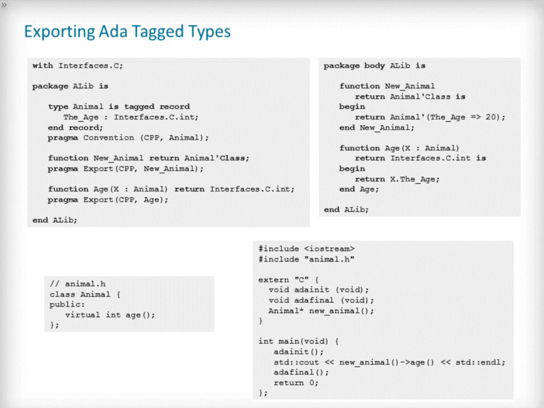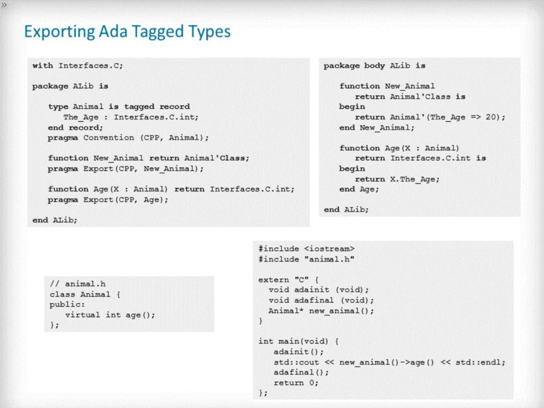We will now look at how Ada tagged types can be exported to C++ main programs. We start with an Ada package specification declaring a tagged type called animal with a single field called age, and the whole type is declared using the CPP convention. Two primitive subprograms are declared, one called new animal and the second called age, with both being exported using the CPP convention. The new animal subprogram acts as the tagged type's constructor.